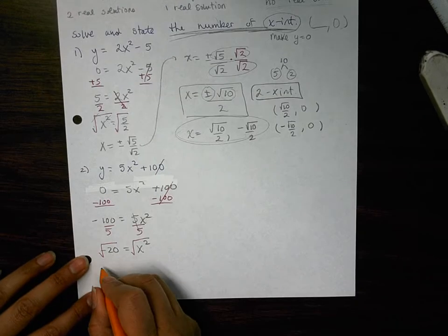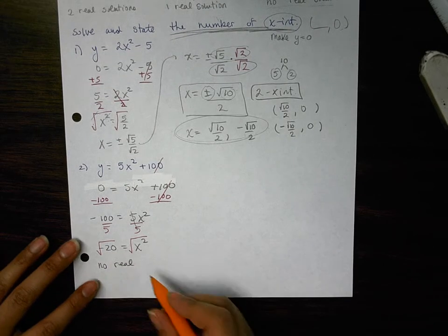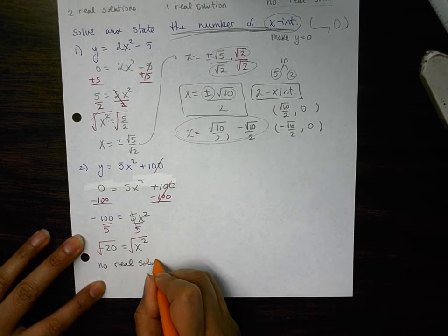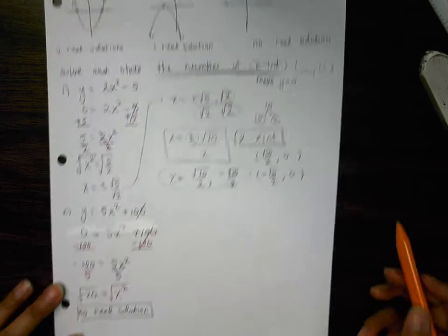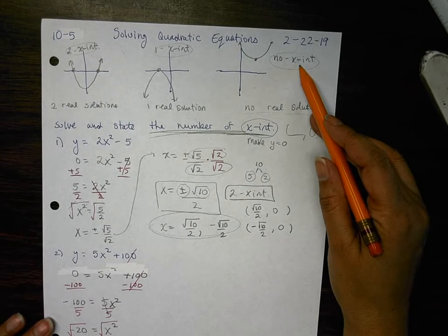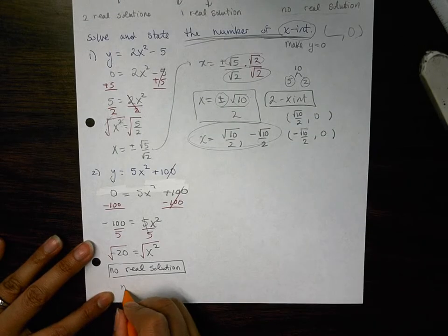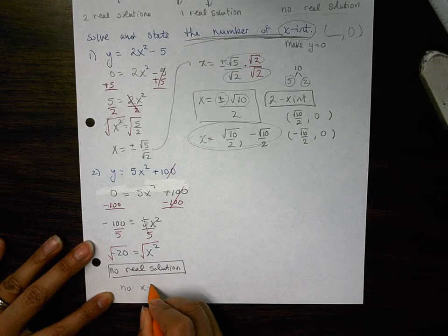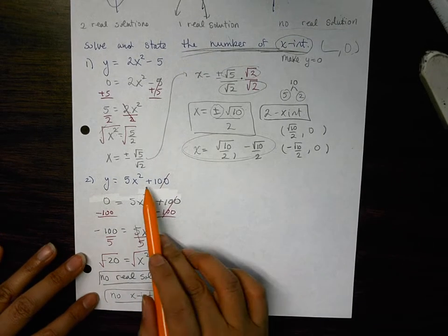So we're going to say, what was it? No what? No real solution. There's an imaginary solution which we will learn more about next unit. No real solution. All right, what does that mean about the number of x-intercepts I have? How many x-intercepts do I have? None. No x-intercepts.